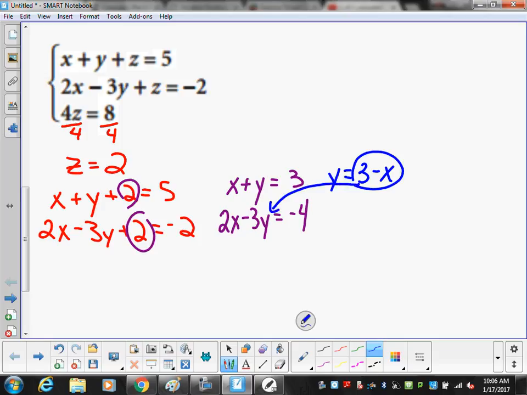So I've got 2x minus 3 times (3 minus x) equals negative 4.